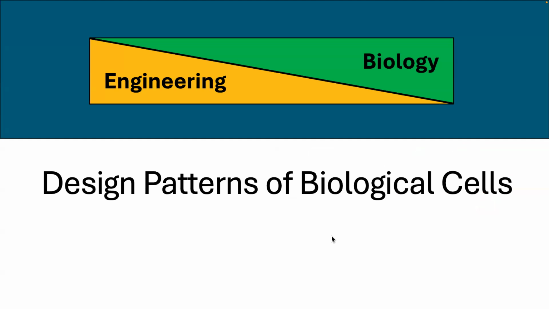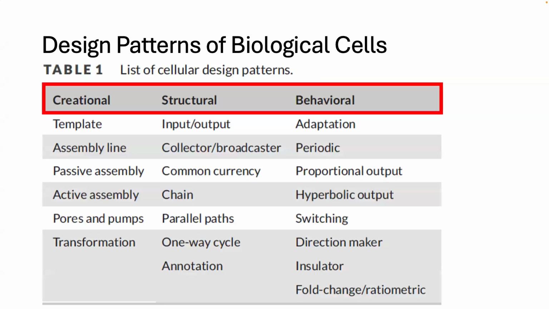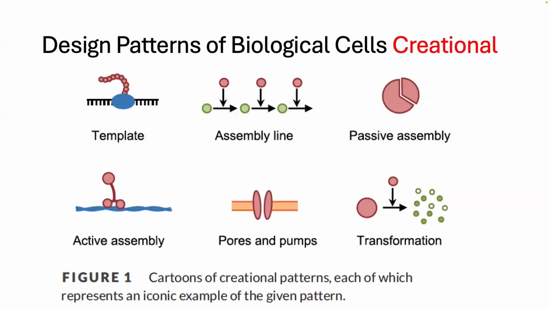Actually, one of the recommendations after my previous paper was published was a paper titled Design Patterns of Biological Cells. I'm not going to spend too much time on it, but it is an interesting paper that I think is relevant. It looks at design patterns in software engineering and computer science and applies them towards biological cells. So they had to come up with different kinds of classifications, and the 3 classifications were creational, structural, and behavioral, and they have the details for each one of those.